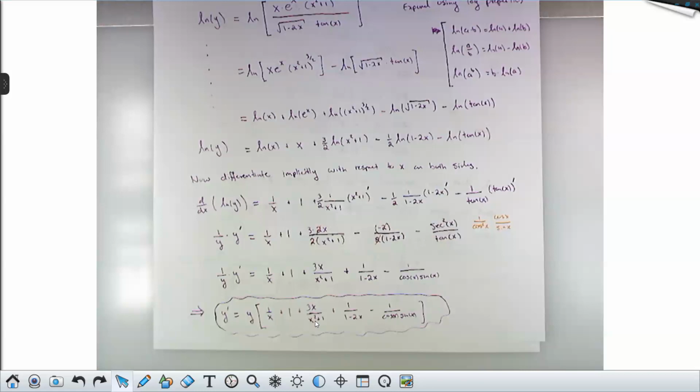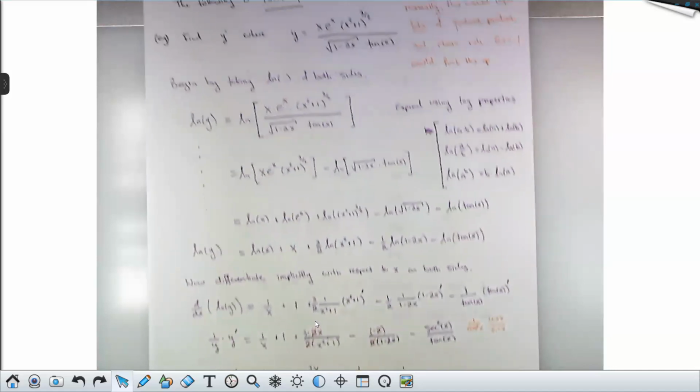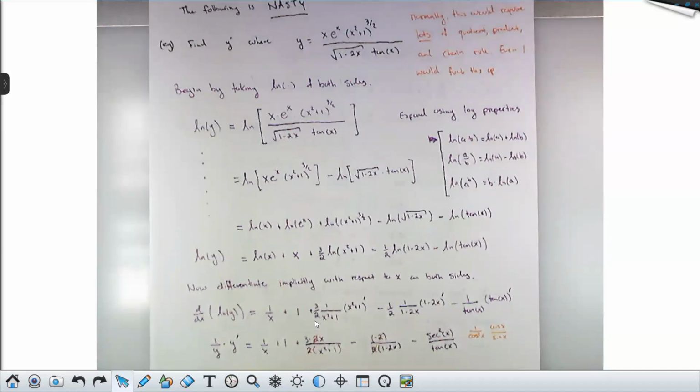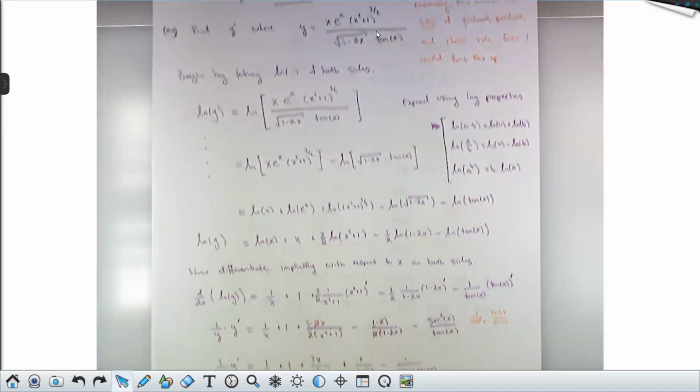So this takes a problem that is almost completely intractable, one where we really wouldn't have a hope of finding y prime using the regular tools, at least not without spending all day on it. And it allows us to attack it, which is pretty cool. Now, are you ever going to be asked to differentiate something this heinous? Nah. But will you be asked to differentiate stuff like e to the x over the square root of 1 minus 2x? Sure. And that would be a good candidate. Or x squared plus 1 to the 3 halves over tangent x? Sure. And that would be a good candidate.